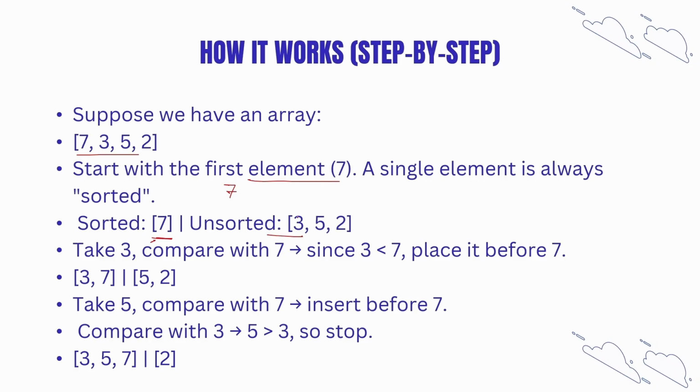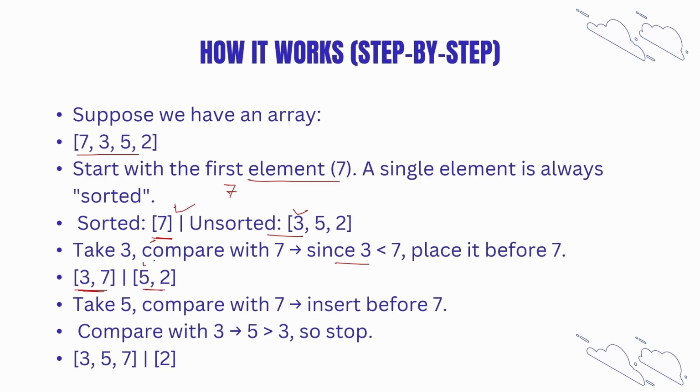Now what we'll do is, we'll compare 3 and 7. When we compare 3 and 7, since 3 is smaller than 7, we place it before 7. This is our sorted part, and this is our unsorted part. The remaining elements are 5 and 2.